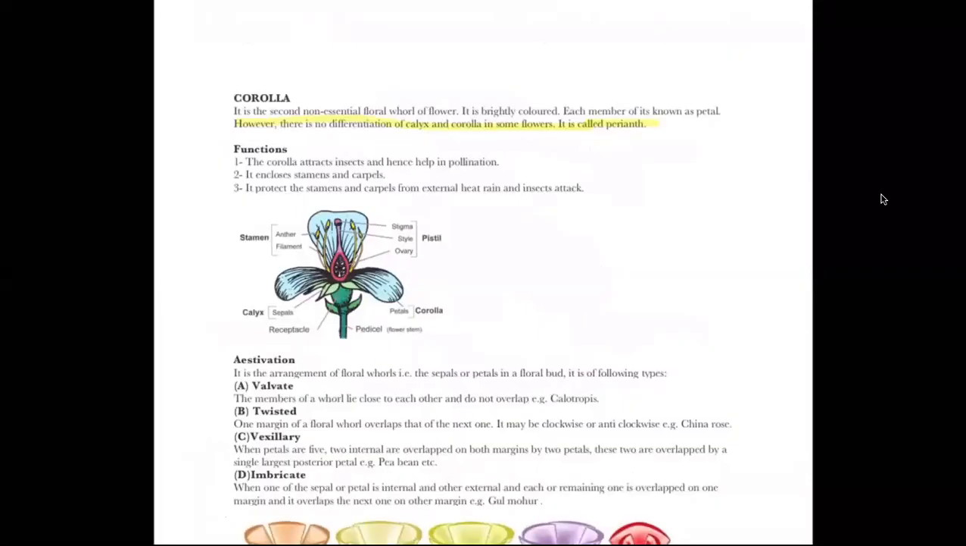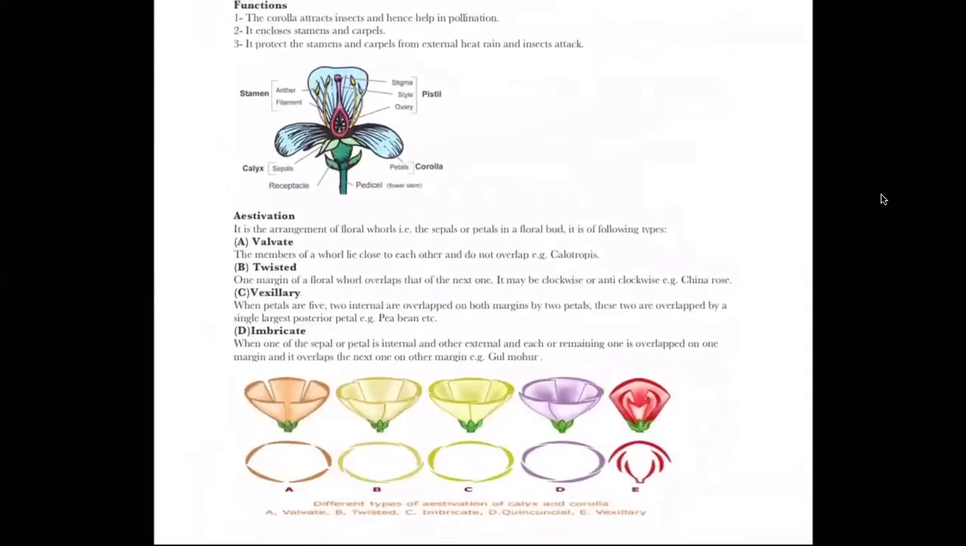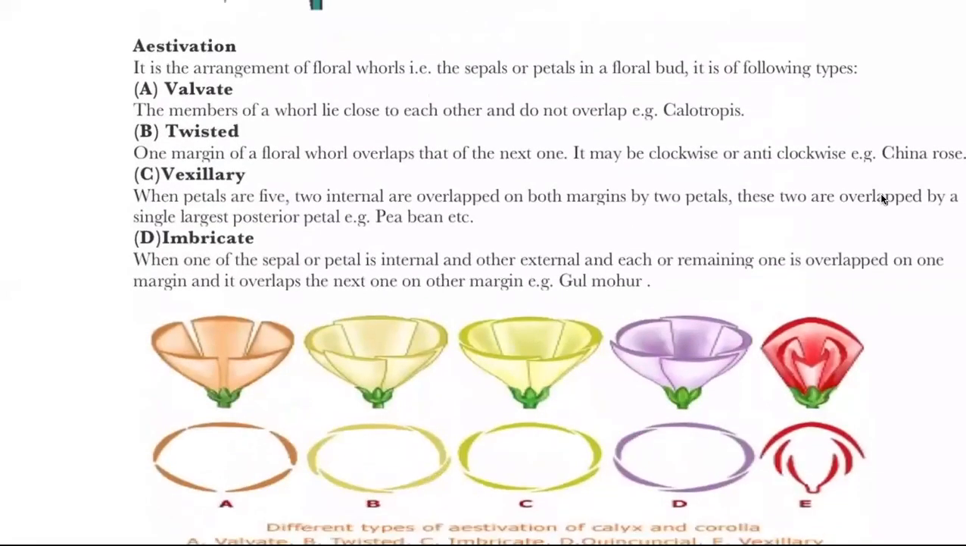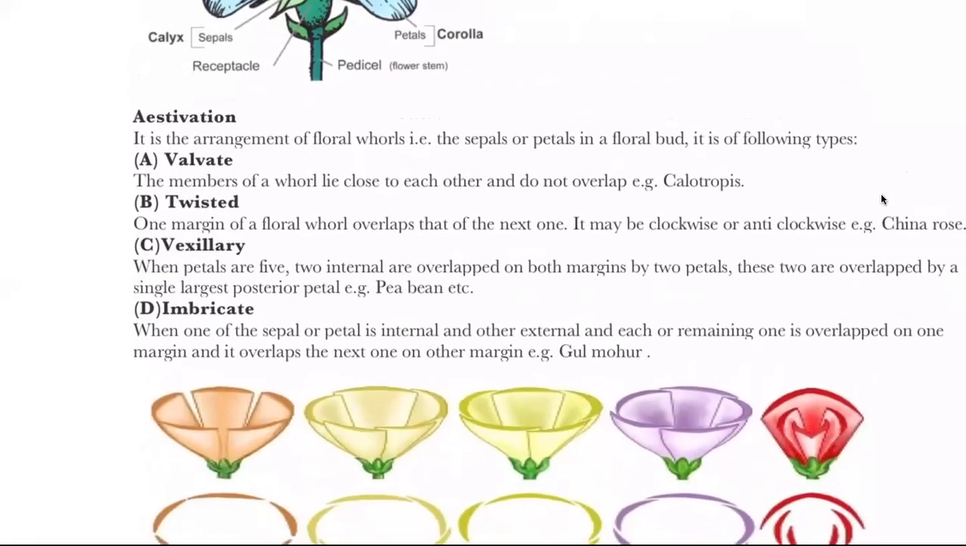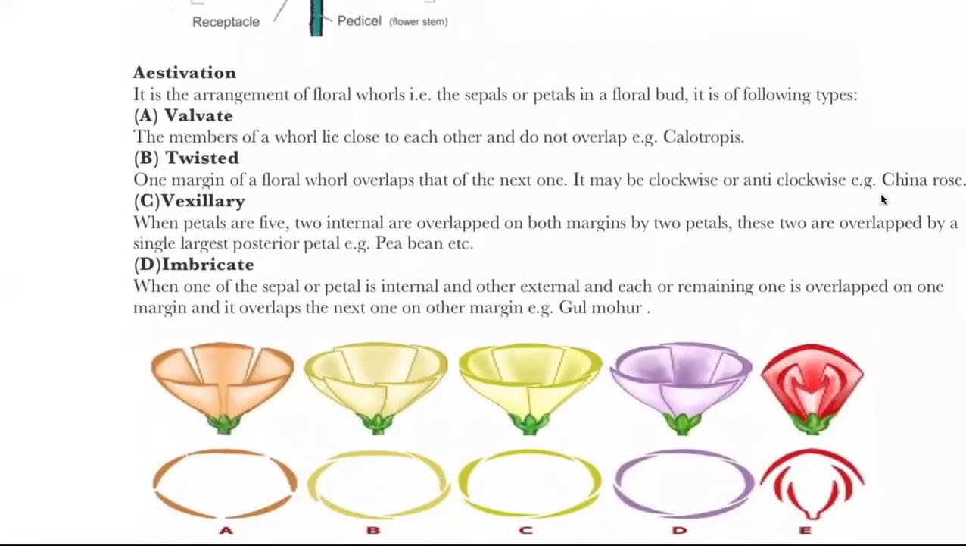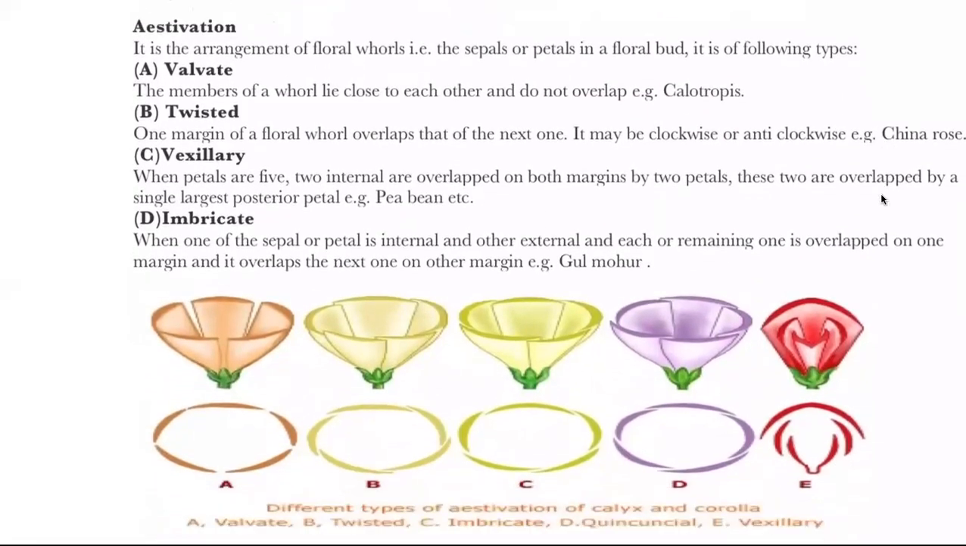Estivation is the arrangement of floral whorls, or the sepals or petals, in the floral bud. It could be of multiple types. The first type that we're going to talk about is the valvate. Valvate means the members of the whorl lie close to each other but do not overlap. If you can see, look at this. They do not overlap, and they lie close to each other.